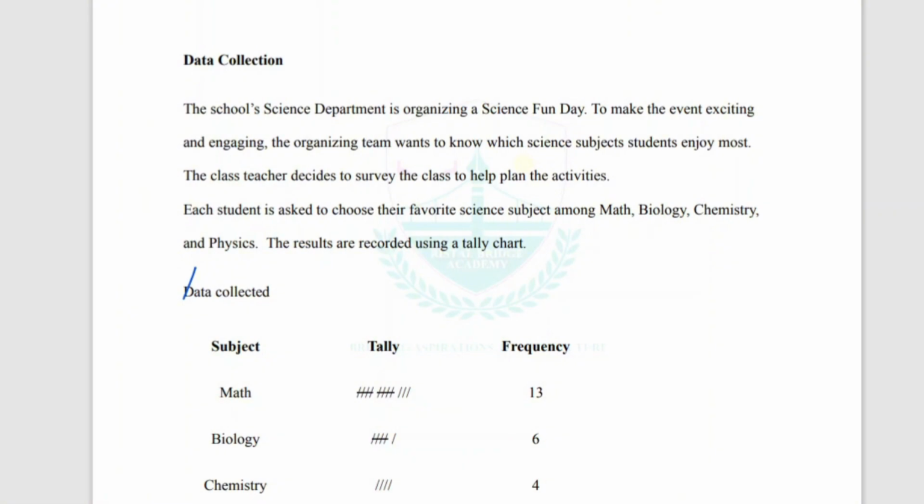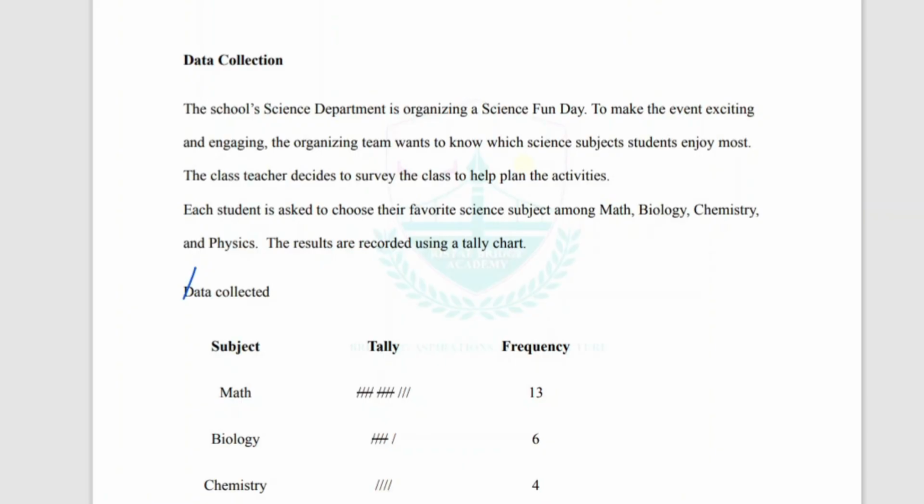So the teacher did a survey. He conducted a survey asking different students to give their view about the subject. For me, I like biology. I like chemistry. So students will give different suggestions.